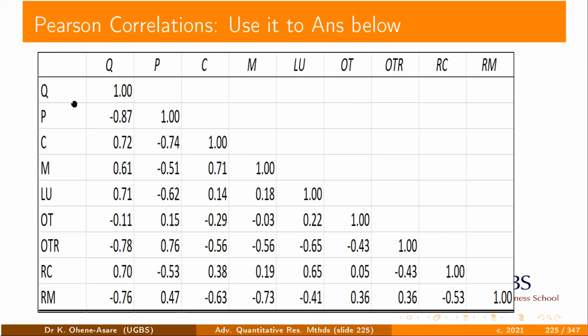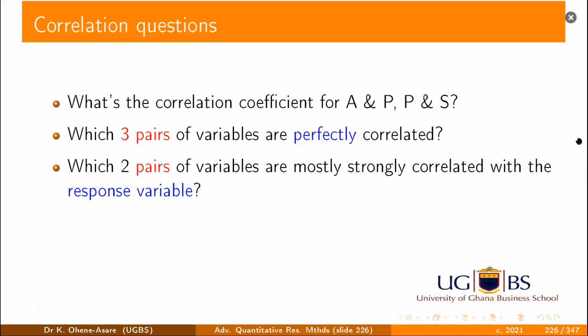Okay, good. So you have Q, and Q is perfectly correlated. And then C and C is perfectly correlated because they have a correlation value of 1. Anything that has a correlation value of 1 is perfectly correlated. Now, let's move on. Which 2 pairs of variables are mostly correlated with the response variable?